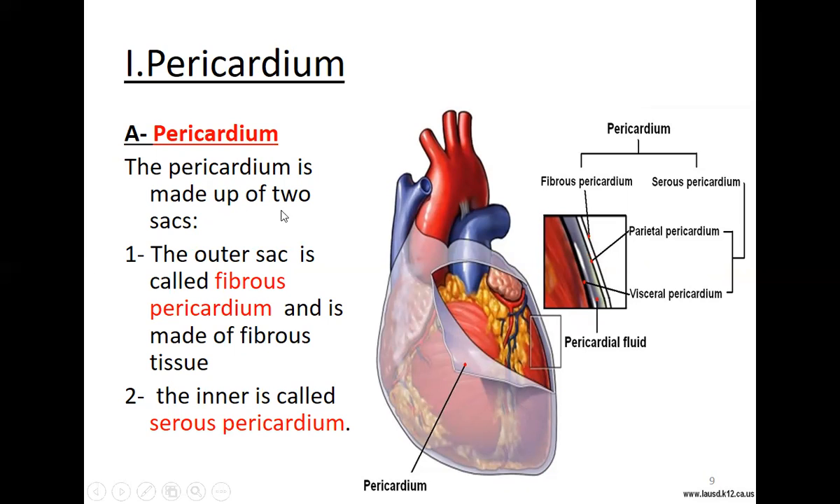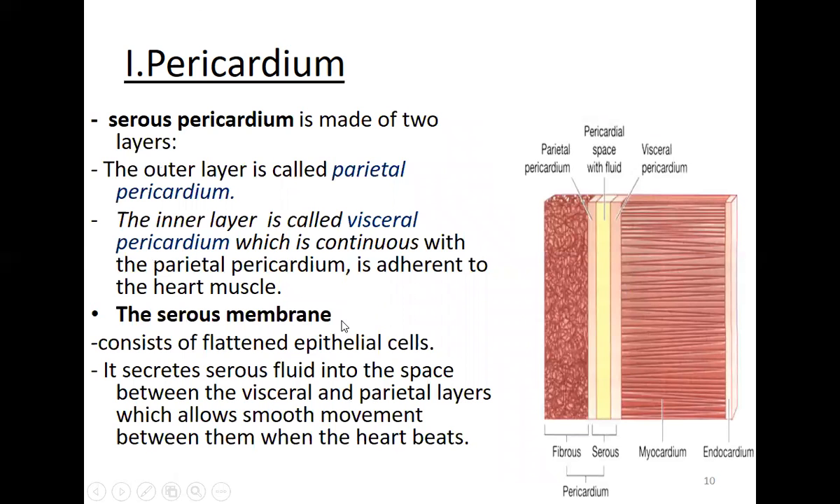The pericardium is made up of two sacs. The outer sac is called the fibrous pericardium. Outermost, this is the fibrous pericardium, and it is made up of fibrous tissue. That's why it is called fibrous pericardium. Now the inner is called the serous pericardium. Inside we have the second layer, that is called the serous pericardium, which will have two components. The serous pericardium is made up of two layers, the parietal layer and the visceral layer.